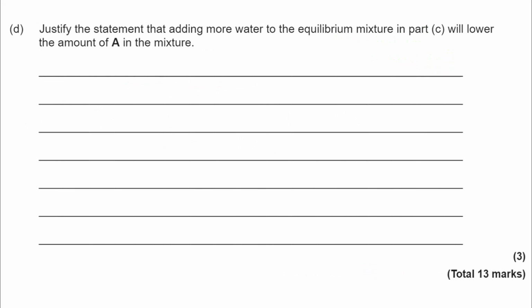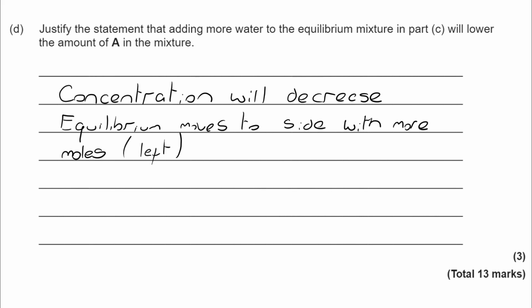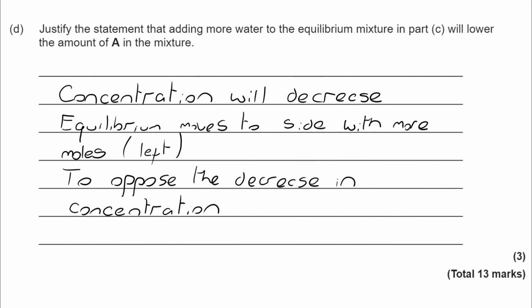Finally, part D, justify the statement that adding more water to the equilibrium mixture in part C will lower the amount of A in the mixture. Well, mark number 1, the concentration will decrease. We know when we add water we're diluting. For the second mark, the equilibrium will move to the side with more moles. In this case, that's to the left. And that is to oppose the decrease in concentration.